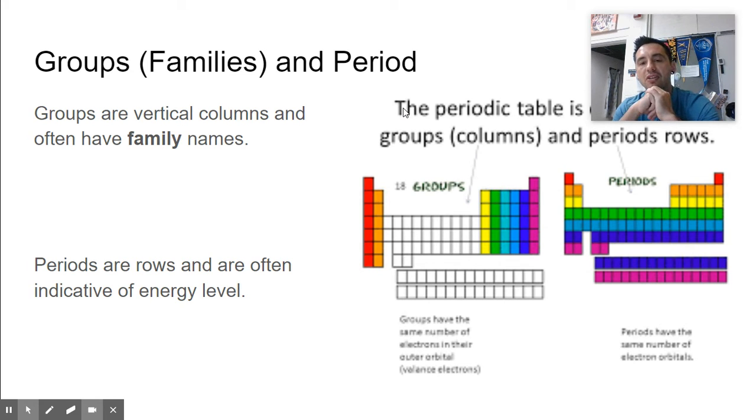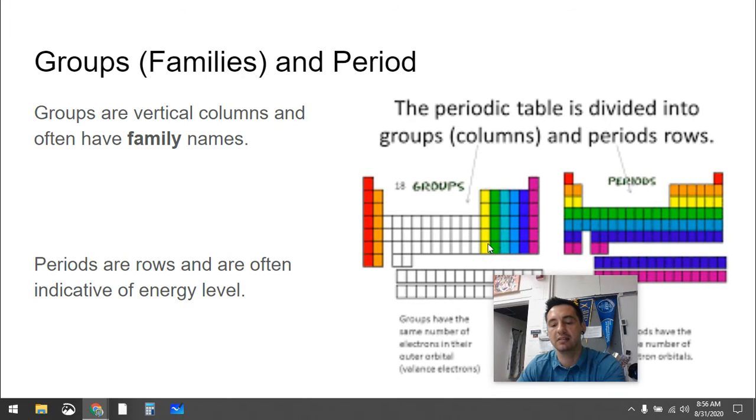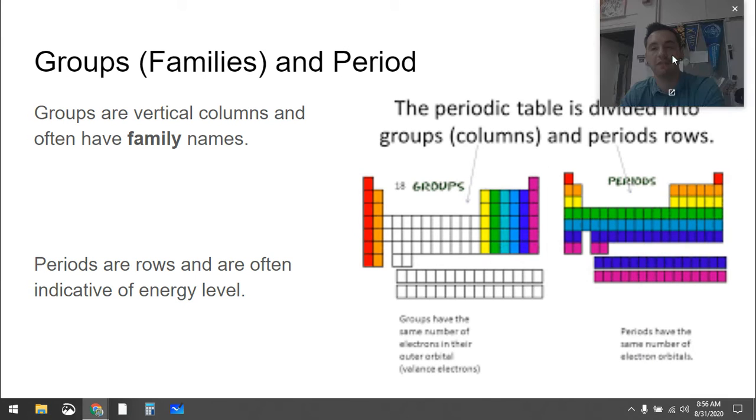Periods aren't as important as columns. Columns are what we use for defining the families. So groups are families. They all have similar properties, not the same. Just like your family has similar characteristics or traits, families have similar characteristics and traits, but not exactly the same. So everything in group 1 reacts similarly, but not exactly the same. Group 2 reacts similarly, but not exactly the same. 3, 4, and so on and so forth.